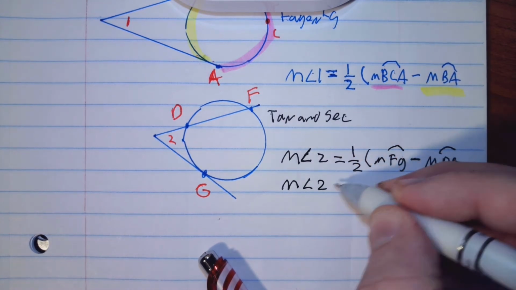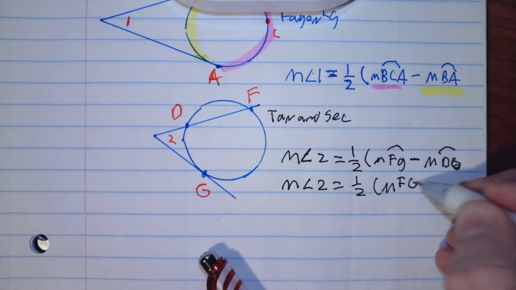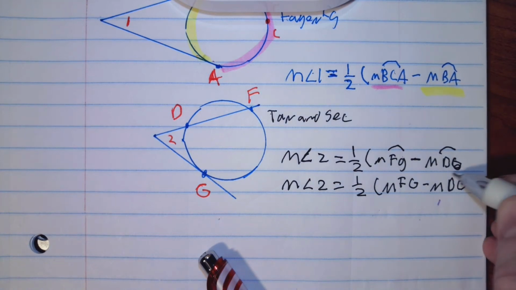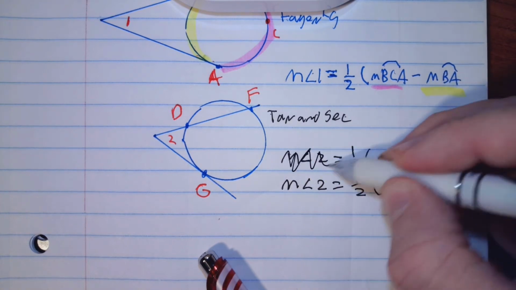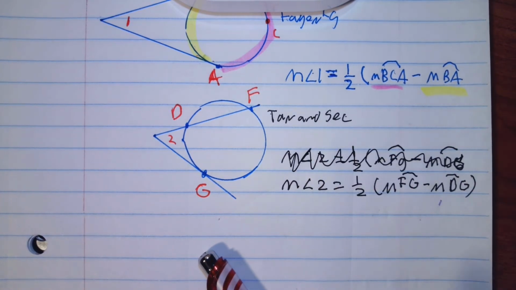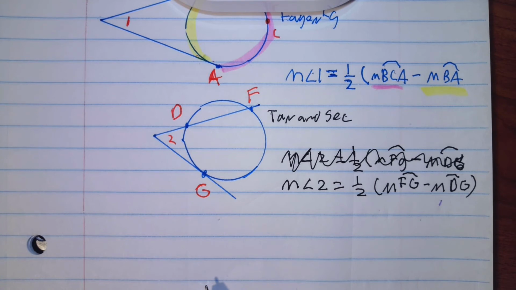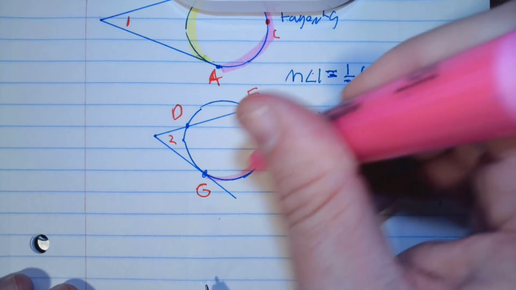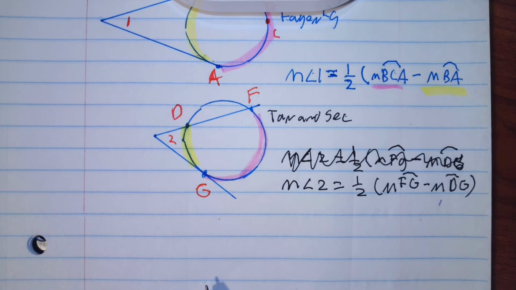Let me clean that up. Measure of angle 2 equals 1/2, and it's all in parentheses. All right, just get rid of that. That's ugly. All right, because I used a lowercase g and it bothered me. All right, so that's what we got. So let's highlight it so we know what we're talking about. So FG is going to be here. And DG is going to be here. Okay.